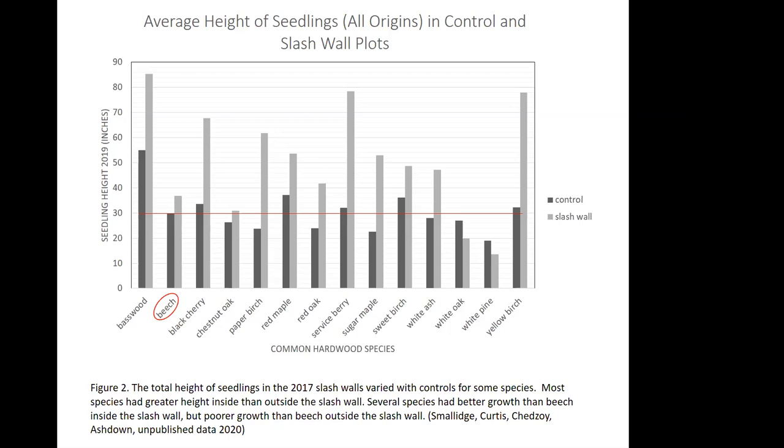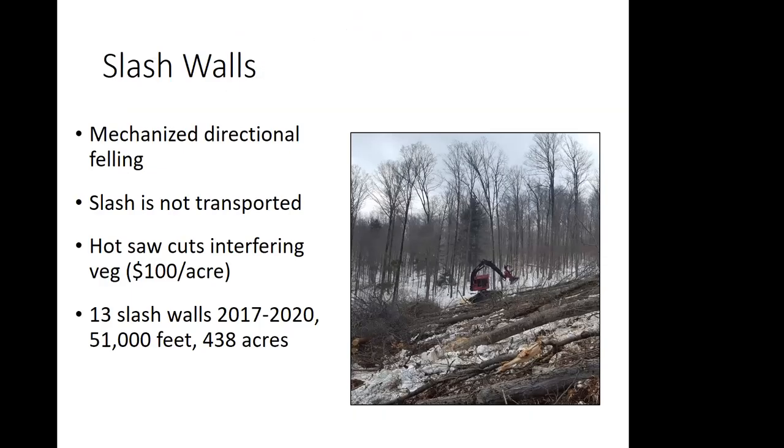The majority of other species inside the slash wall are growing faster than American beeches. So we haven't eliminated beech, but by restricting the effects of deer, we have allowed for these other species to grow and to be competitive with beech. I'm analyzing the data to see the abundance of beech, which tends to be relatively low.